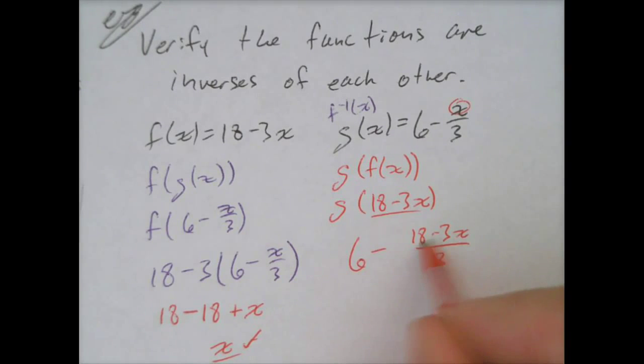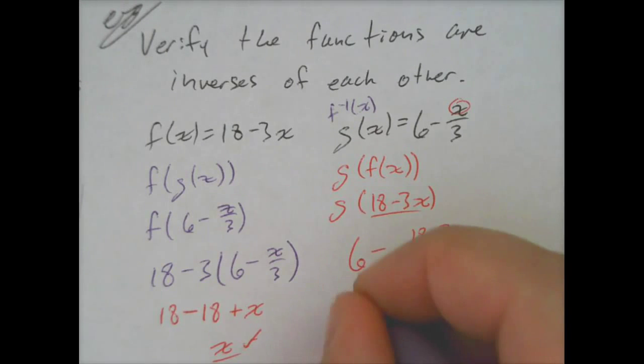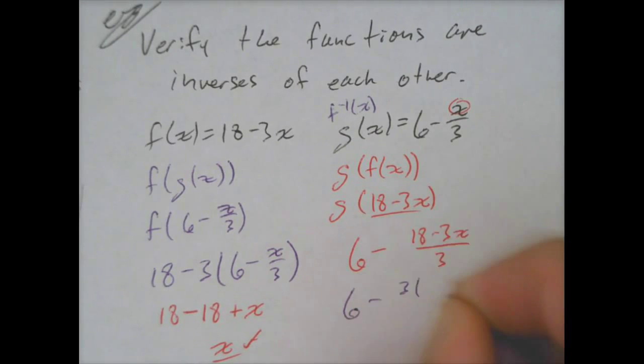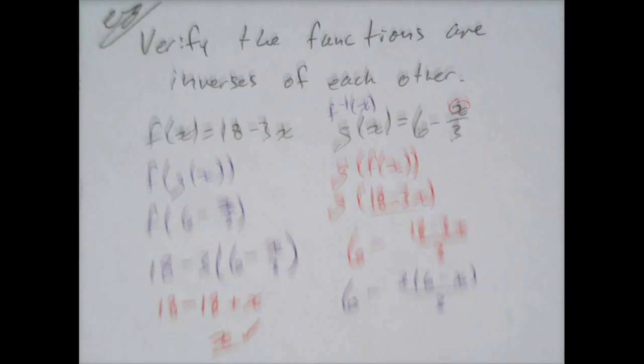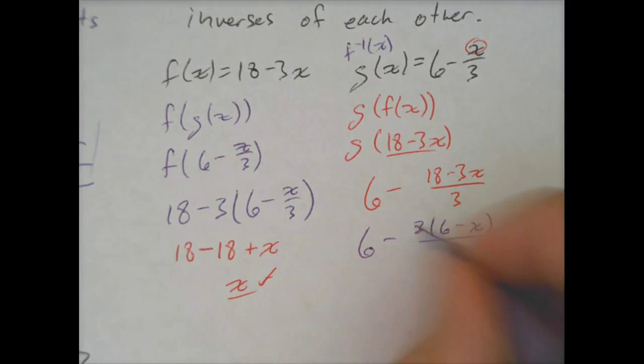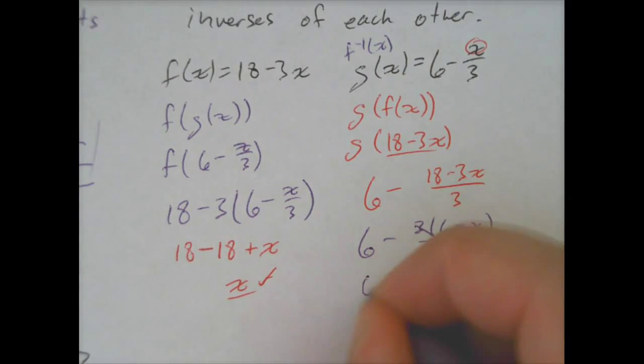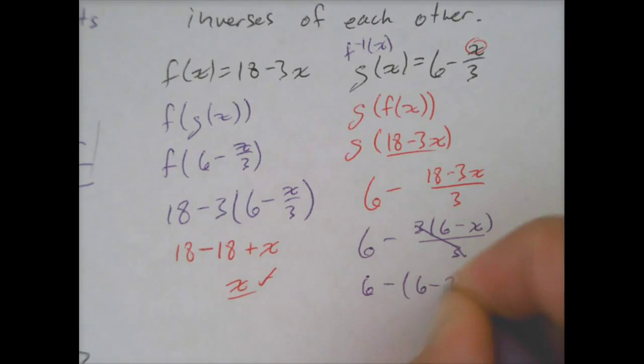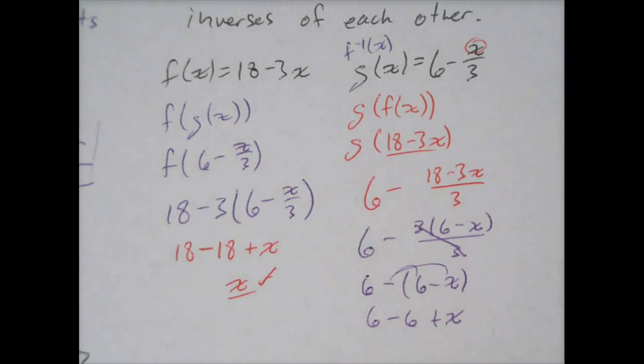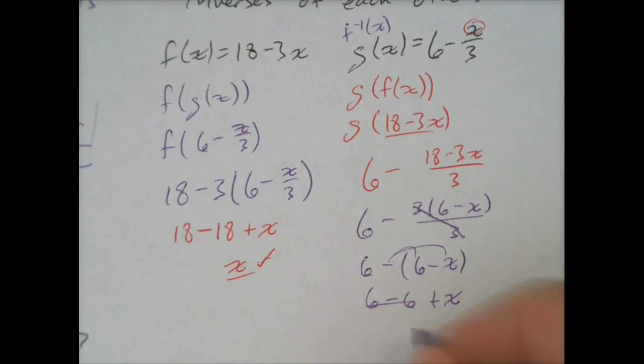Well, I can factor out a 3 from both of these such that I have 6 minus 3 times 6 minus x all over 3. 3 divided by 3 makes 1. So this is really 6 minus x. Distribute the negative. So I have 6 minus 6 plus x. 6 minus 6 makes 0, so again, this simplifies to x on that side.